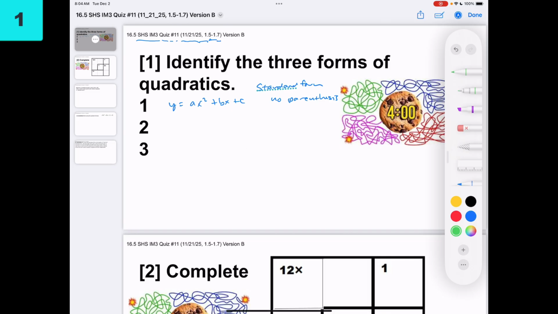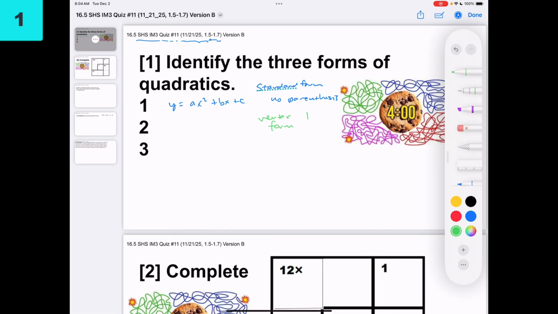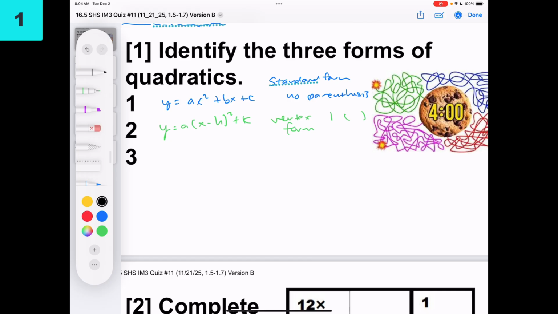Okay, so the next one you have is vertex form. And this has one parentheses. The A value is still there. And the H and the K are the vertex. And then the last one is factored form. You still have an A. So this is called factored form. You use factoring or Xbox to get there, and you have two sets of parentheses.